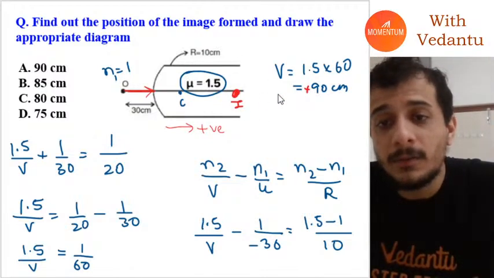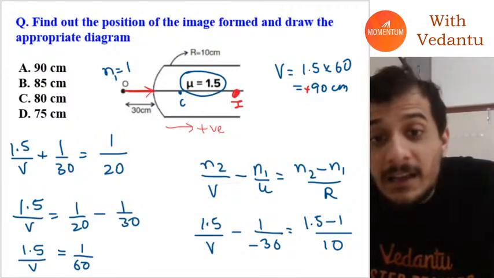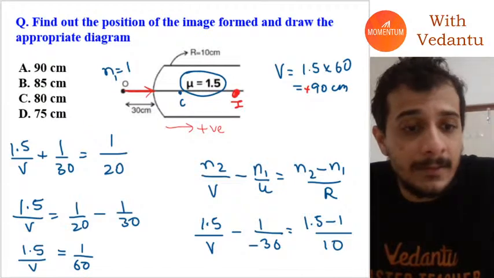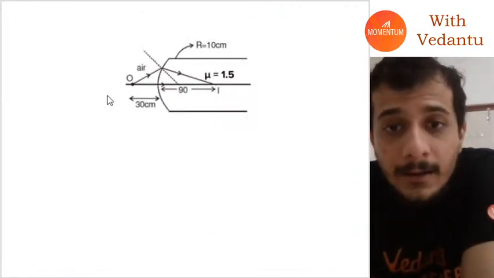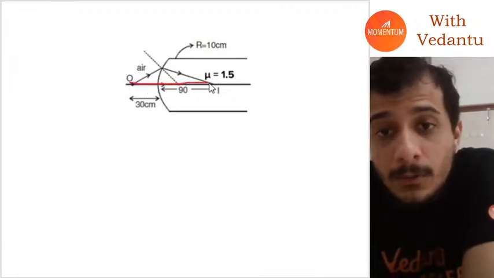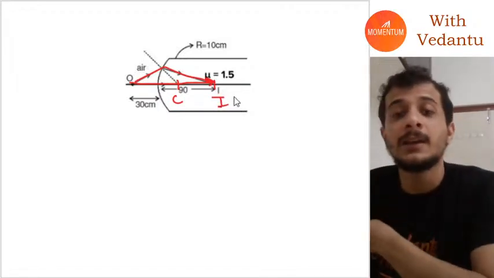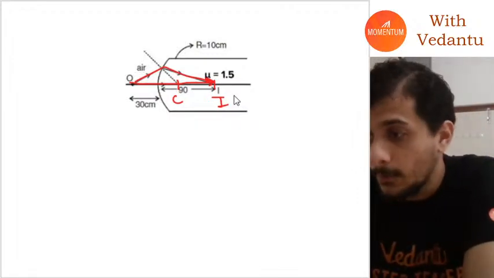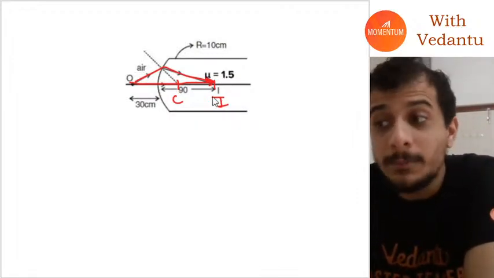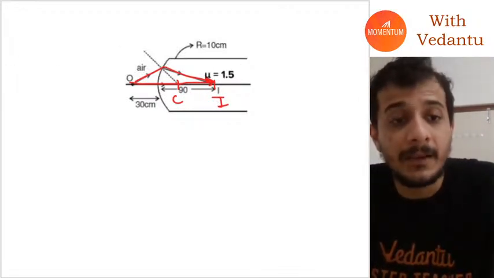See, this is positive, so it will be in the other direction. Okay, and if you draw the ray diagram in this case, the first ray will go like this, the second ray will go like this, this will be the center of curvature, and this will be the image. They will meet on the other side of the spherical surface. Okay, I hope everybody understood. What type of image will this be? This will be a real image.